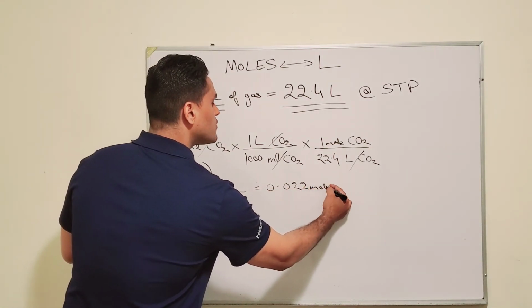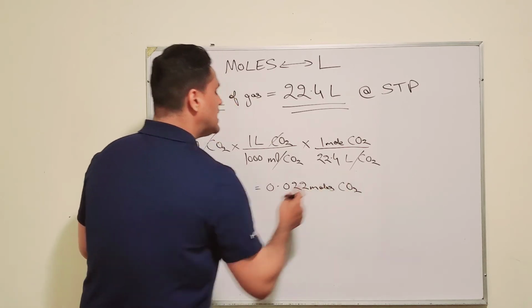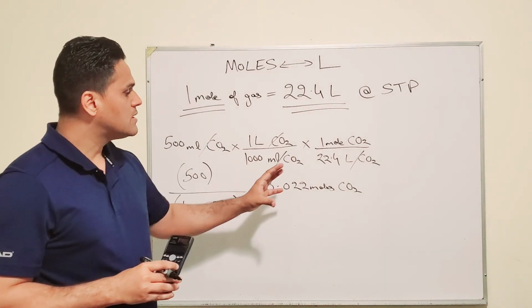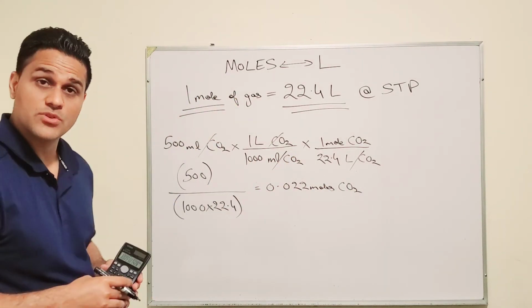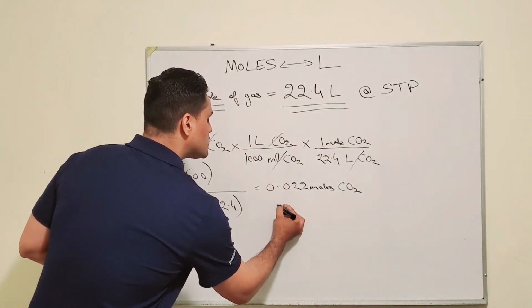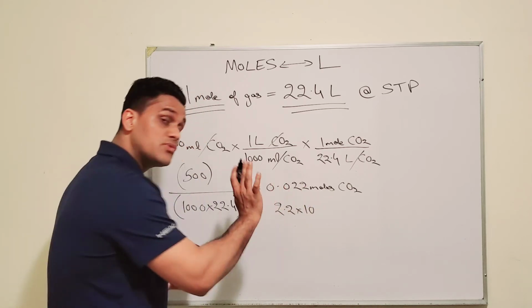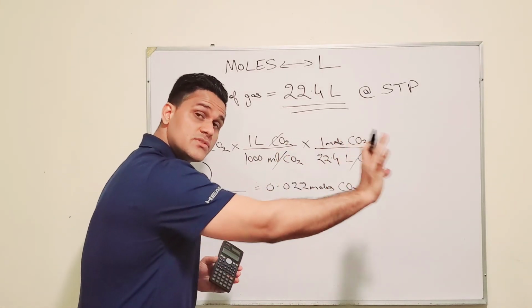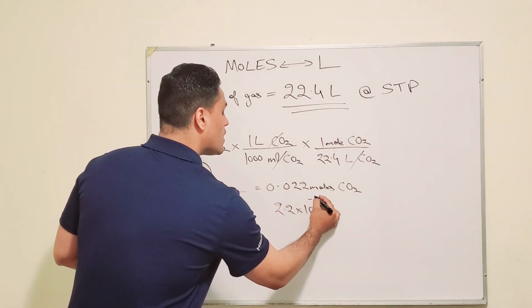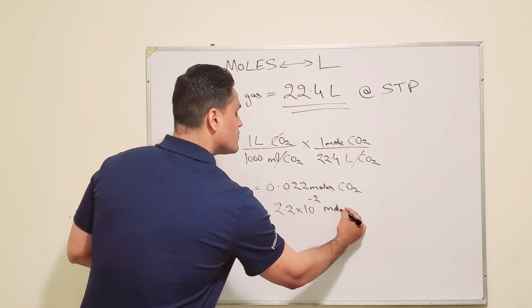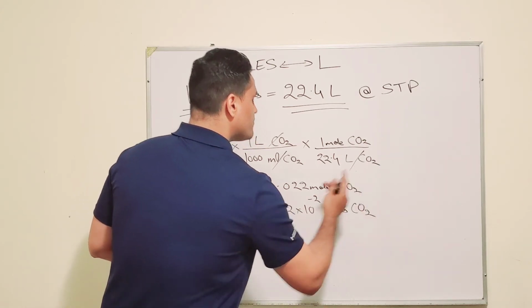moles of CO2. Now guys, anytime you get a decimal, try to write it as a scientific notation. So we're going to rewrite this as 2.2 times 10 to the power 1, 2. You move 2 places to the right. So it's going to be 10 to the power minus 2 moles of CO2.